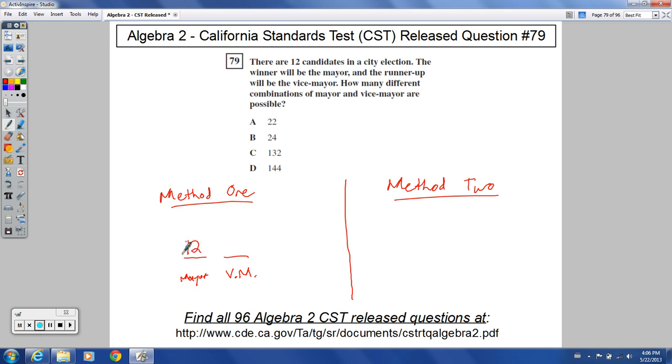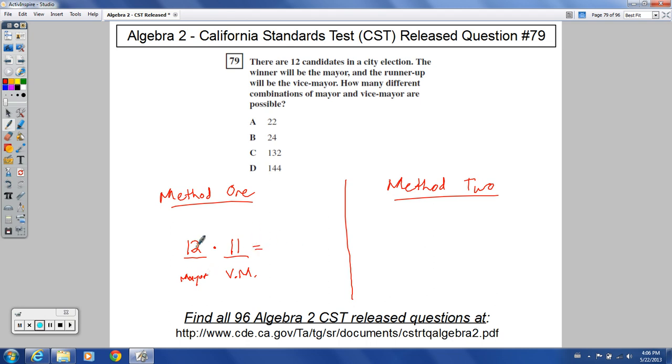And then once you've picked somebody for mayor, they couldn't also be vice mayor. So we would have how many left over to choose from? Just 11. And then you have these 10 people, they're all left out, but they didn't get anything. That doesn't matter what happens to them. Hopefully they'll have a good life, but they're not going to be mayor or vice mayor.